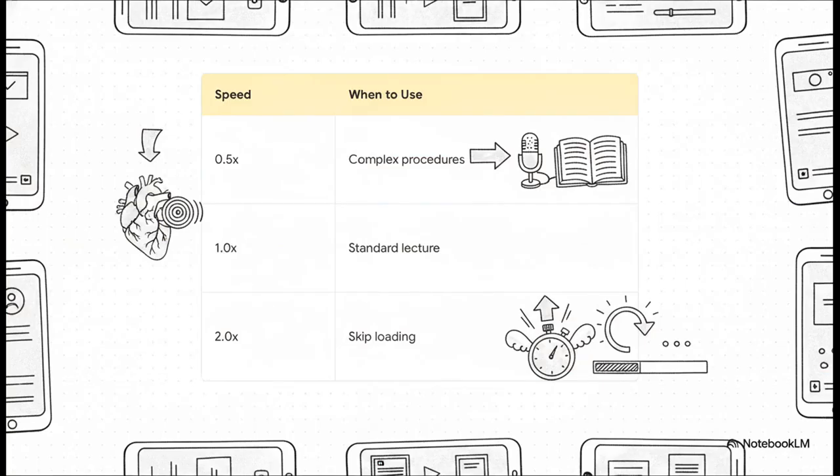You can also strategically adjust the video speed to keep your viewer completely locked in. If you're demonstrating a really complex clinical procedure, drop that speed down to 0.5x so students can see exactly what your hands are doing. Standard lecture delivery, keep that at 1.0x. But say you hit a really long loading screen during a software demo. Just bump that speed up to 2.0x, skip the boring wait, and keep the video moving.